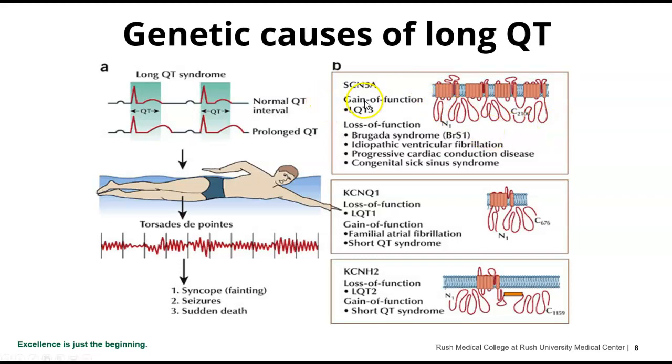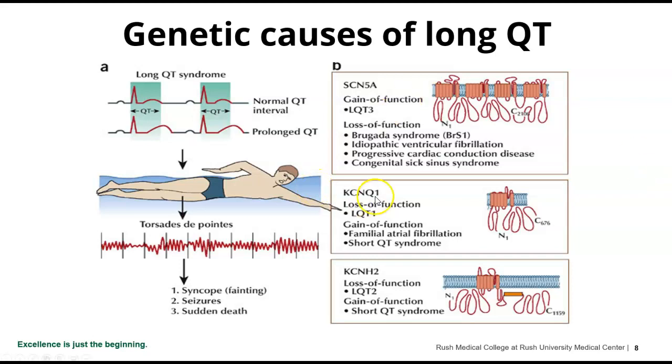When there's a loss of function of the transport of the sodium, that's known as Brugada syndrome, which results in idiopathic ventricular fibrillation, progressive conductive disease, and congenital sick sinus. So it's actually worse for it to be too slow than too fast.